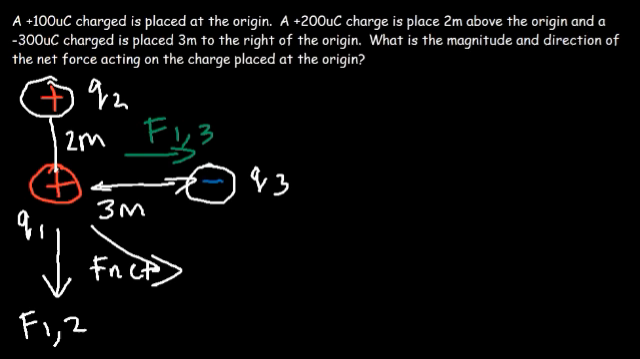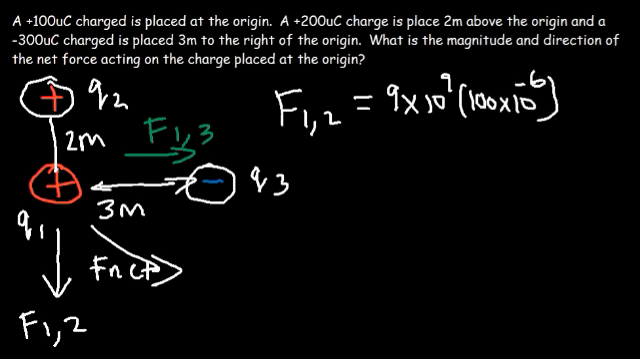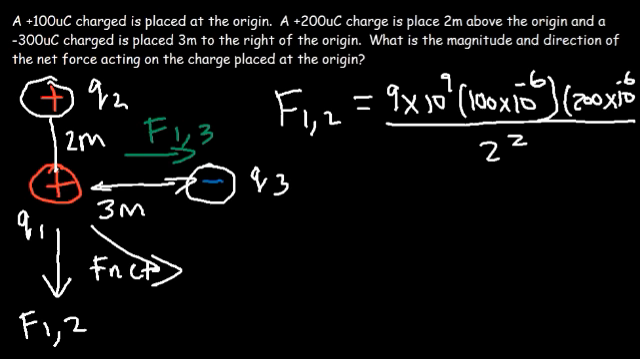Now, before we can find the magnitude of the net force, we need to calculate F12 and F13. So let's start with F12. This is going to be equal to K, which is 9 times 10 to the 9, times Q1, which is 100 times 10 to the minus 6, times Q2, which is 200 times 10 to the minus 6, divided by r squared, which is 2 squared. So you should get 45.